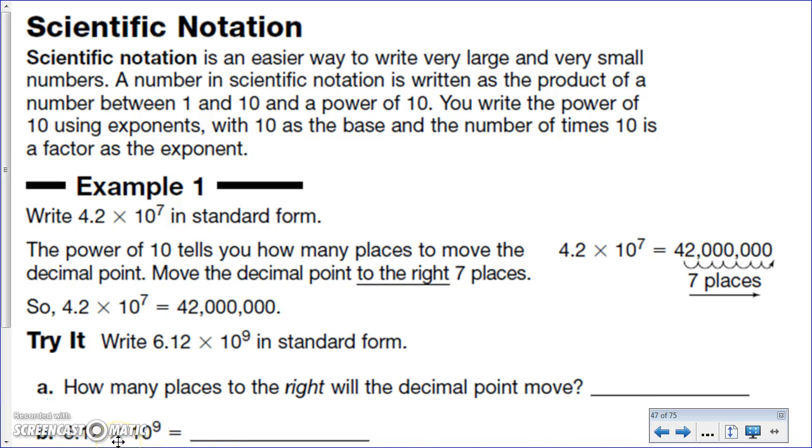Example 1. Write 4.2 times 10 to the 7th in standard form. The power of 10 tells you how many places to move the decimal point. Move the decimal point to the right 7 places. And as you can see in our example to the right there, after we get past the 2, we have to go 6 more places. So we have to add 6 zeros there. Remember, the exponent does not tell you how many zeros to add. It tells you how many places to move.